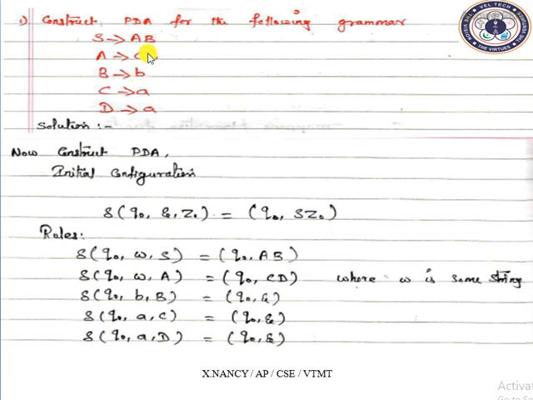So now we can derive any string from the given grammar. For example, I am going to consider S produces AB. Instead of A, I substitute CD, and instead of C and D, I substitute aa. For B, I substitute b. So I get the string aab. For the given string, I am going to simulate it in the converted PDA and check whether the string is accepted or not.